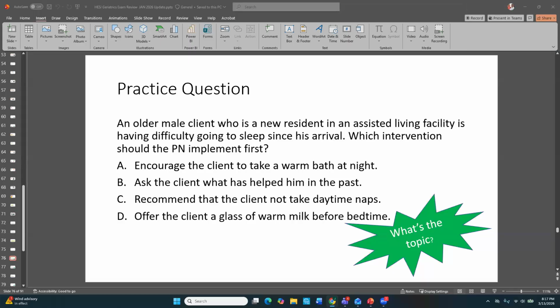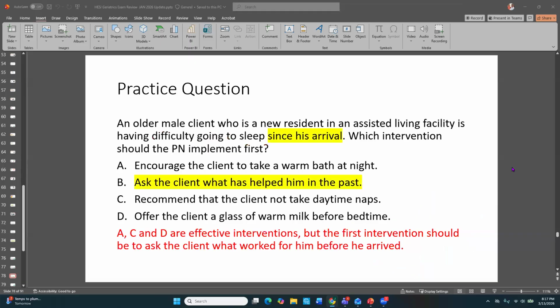B, as in boy. A, C, and D are effective interventions, but the first intervention should be to ask what worked for him before he arrived. The key is he is a new resident in an assisted living facility. It's a new environment, so we want to see what has worked for him in the past and then try to include that in his plan of care.